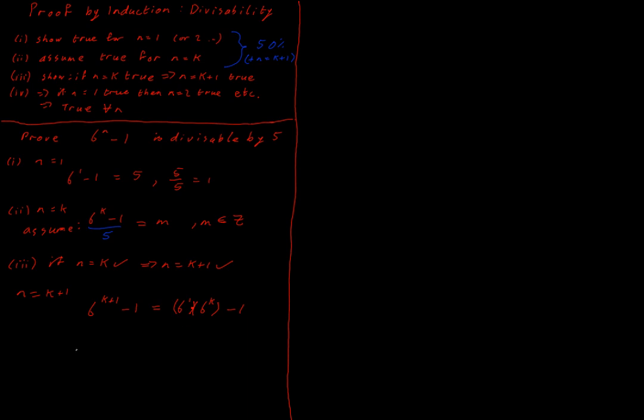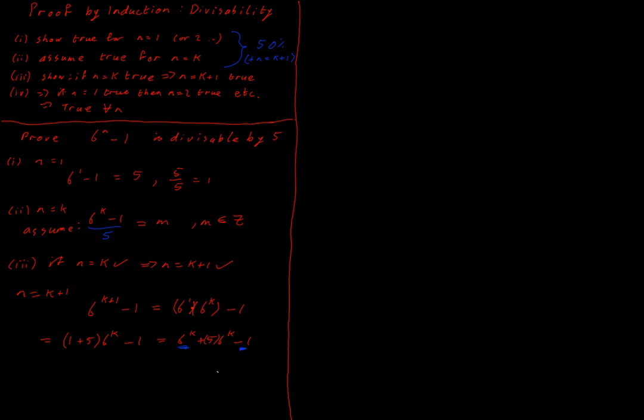We know that 1 plus 5 is 6. But what we need to recognize is that we want to break this up into stuff that is divisible by 5. Now, what does this give me? It gives me 6 to the power of k plus 5 times 6 to the power of k minus 1. What do I recognize?